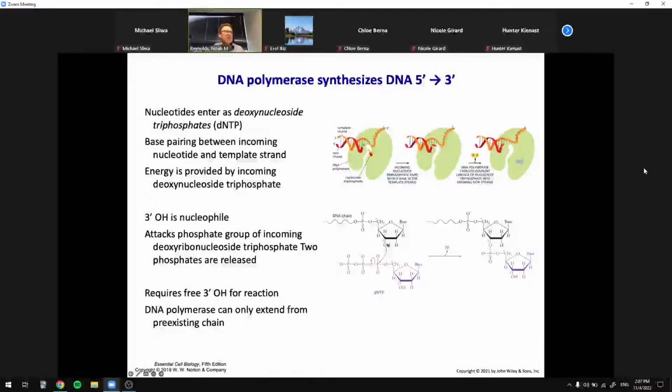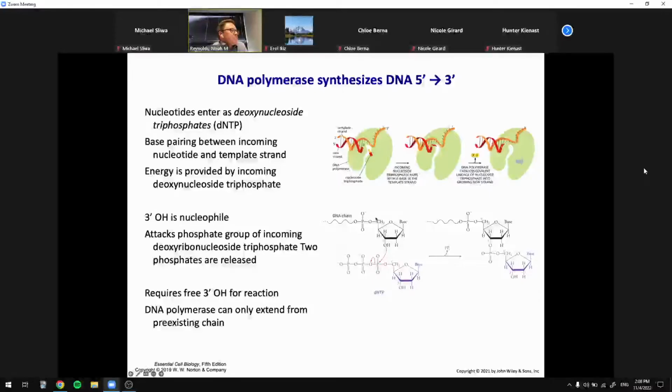And DNA polymerase, in order to extend it, in order to put a nucleotide in, has to already have a pre-existing OH at the 3' position. That has to be there for it to do its reaction. And so when we go through replication, we have to have some kind of primer. We have to have something there for it to attach to.